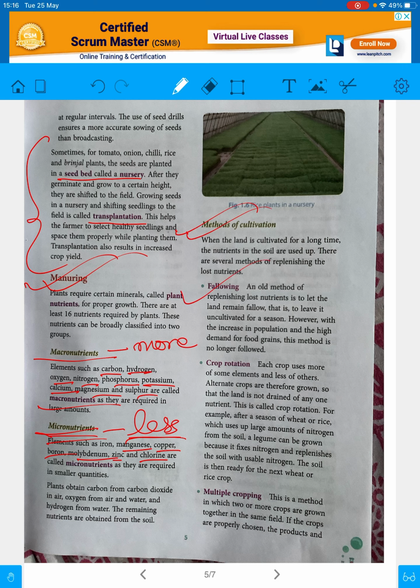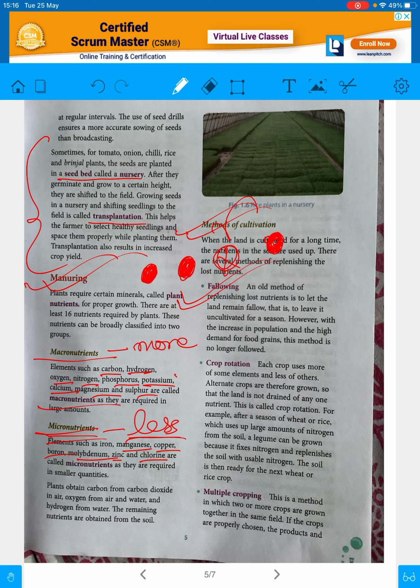So we have also learned about methods of cultivation. What? Fallowing. Fallowing is what? In fallowing, we do agriculture, and then because the soil would lose its nutrients over time and the crops will use it all, what will we do? In 1 season, we will not do any cultivation, and that will help the soil to replenish its nutrients.